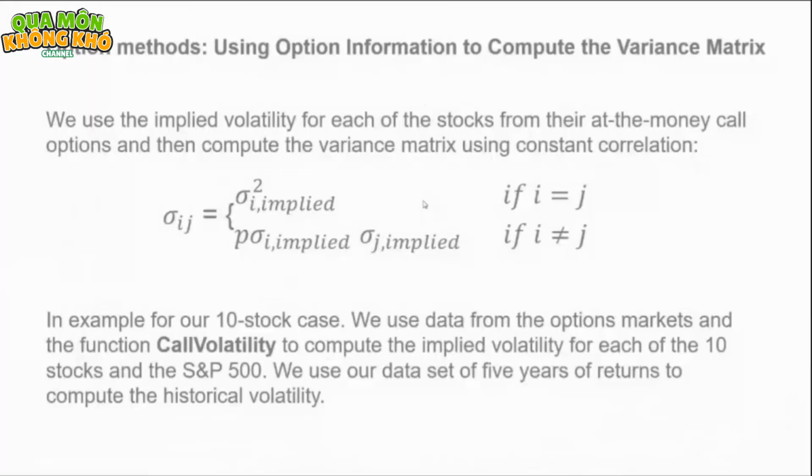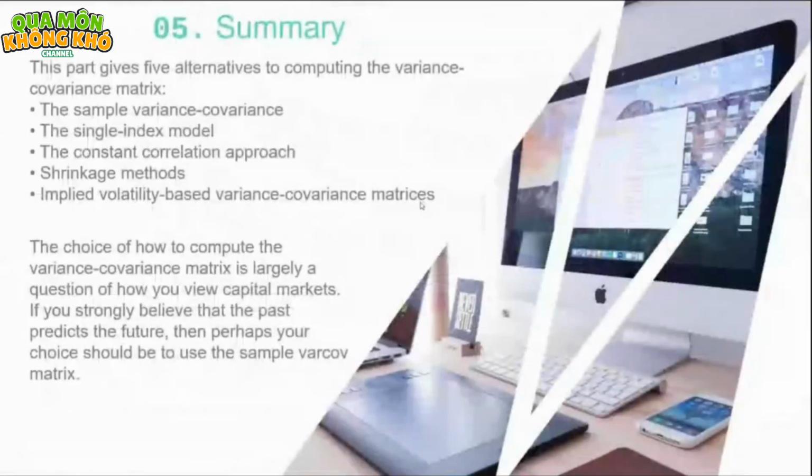So let's do a summary. This book gives you 5 alternative methods to compute the variance covariance matrix, which are the sample variance covariance, the single index model, the constant correlation approach, the shrinkage method, and the implied volatility-based variance covariance matrix. And the choice of how to compute the variance covariance matrix is like a question of how you view the capital markets. If you strongly believe that the past predicts the future, then perhaps your choice should be to use the sample variance covariance matrix.